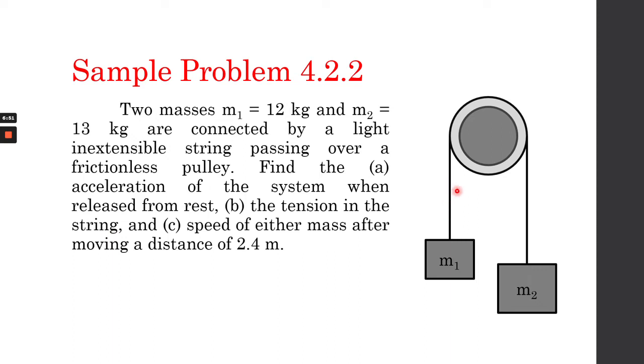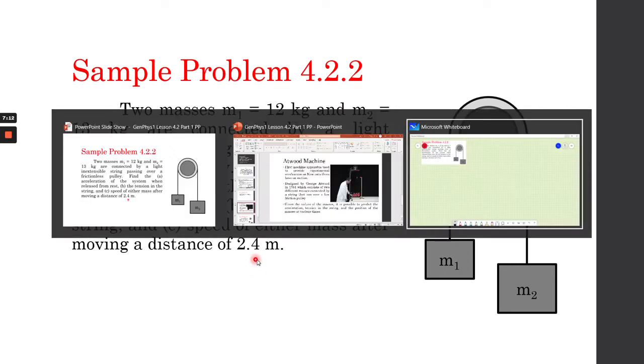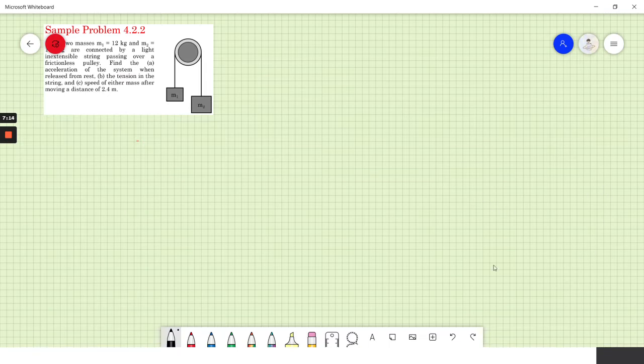And the next thing is we can solve for the tension in the string. Tension in the string is the force experienced by the object as it is hanging by a string or a wire. And also we can solve for the velocity or speed of either mass after moving a distance of 2.4 meters. Okay, so let's look now at how we can solve this problem.